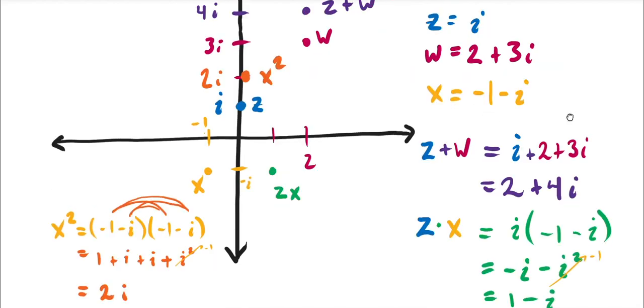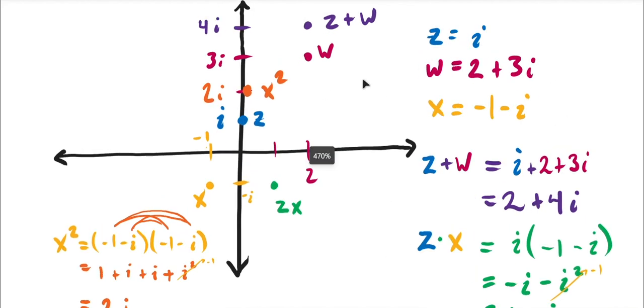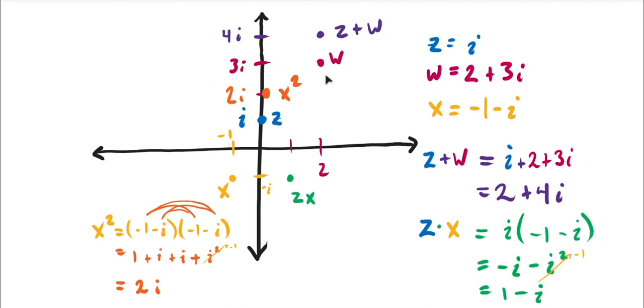All right, here's the whole thing. Let's digest this picture. So z was i, that's this pure imaginary number here. w is 2 plus 3i, so we go to 2, up to 3i, that's our w. Here's x, -1 minus i, so x is here. Now let's talk about the sum of z and w. That's i plus 2 plus 3i. We add the imaginaries together, that's 4i. And here is our z plus w.